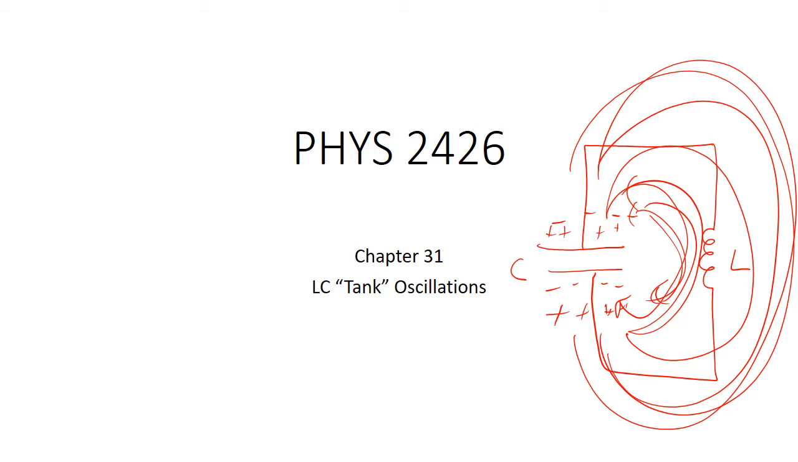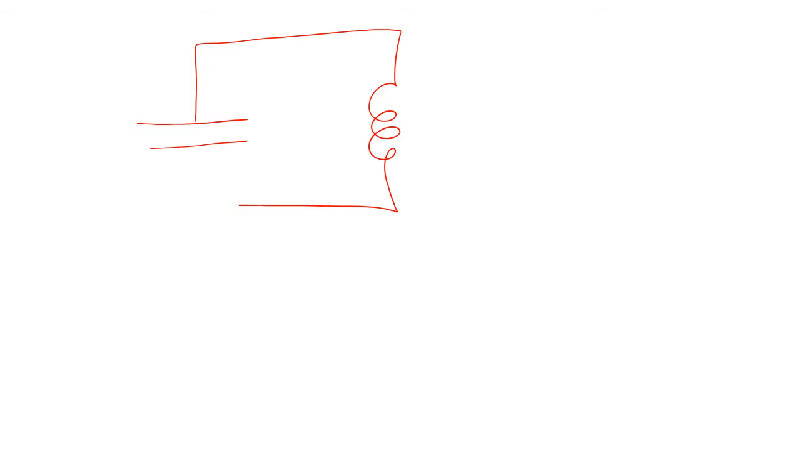This is sometimes called a tank circuit, because this sort of oscillation occurs anytime you have this capacitor inductor pair in a circuit. And so what we want to do is investigate this. So we have a capacitor, and we have an inductor.